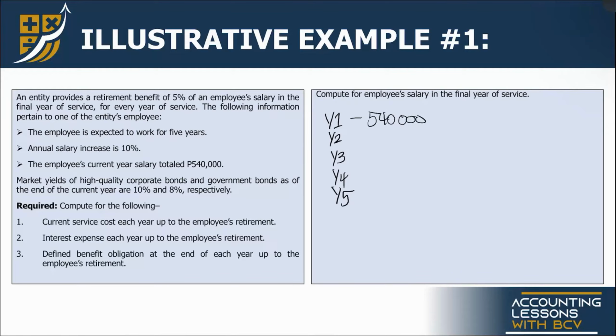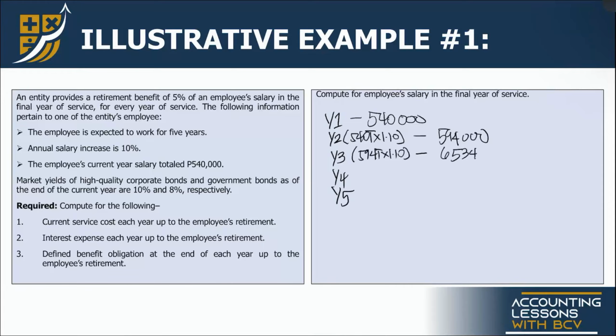Pagdating ng year 2, magkano na kaya sahod niya? Since there is an annual salary increase of 10%, then yung 540K, mumultiplyan natin yan ng 1.10. Okay? So magkano na to? Compute natin. 594. Diba? Then sa year 3, magkano na sahod niya? That is, mag-i-increase ulit yung sahod niya. No? So yung 594 mo, mumultiplyan mo ulit ng 1.10. Tuloy-tuloy hanggang 5th year yan, guys.